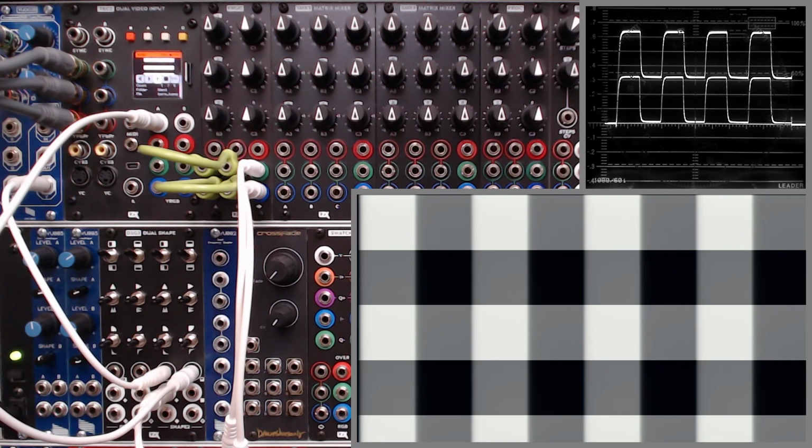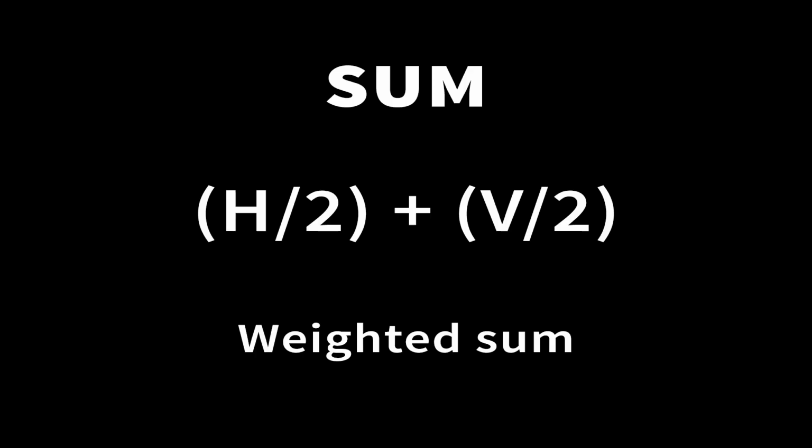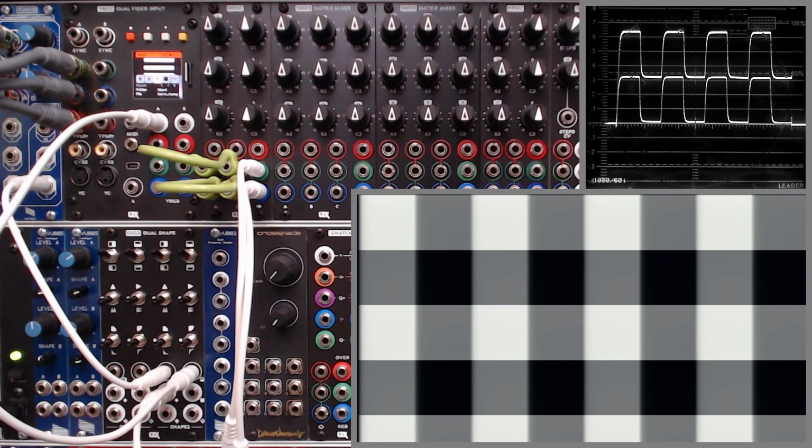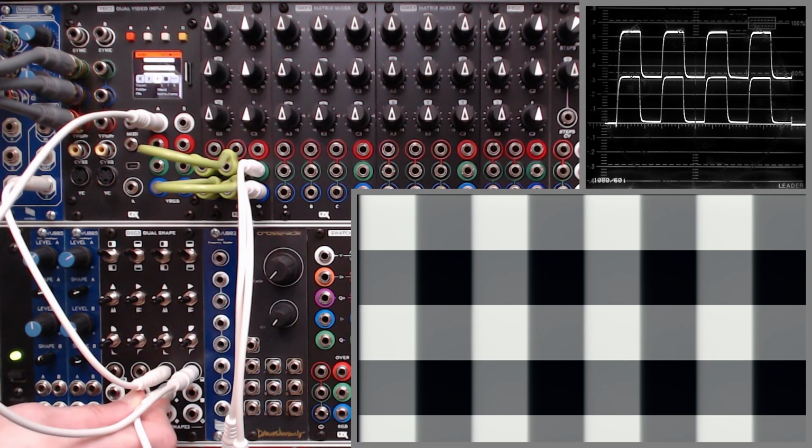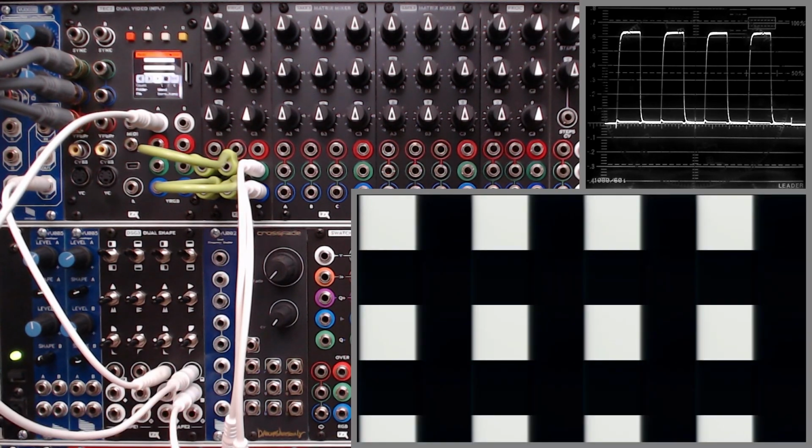Here's the sum. We're seeing 50% of the first image added to 50% of the second image. Wherever both of them are white, we get white. Wherever both of them are black, we get black. When one of them is black and one of them is white, we get 50% gray. Okay, so that's a weighted sum. Let's look at the minimum.